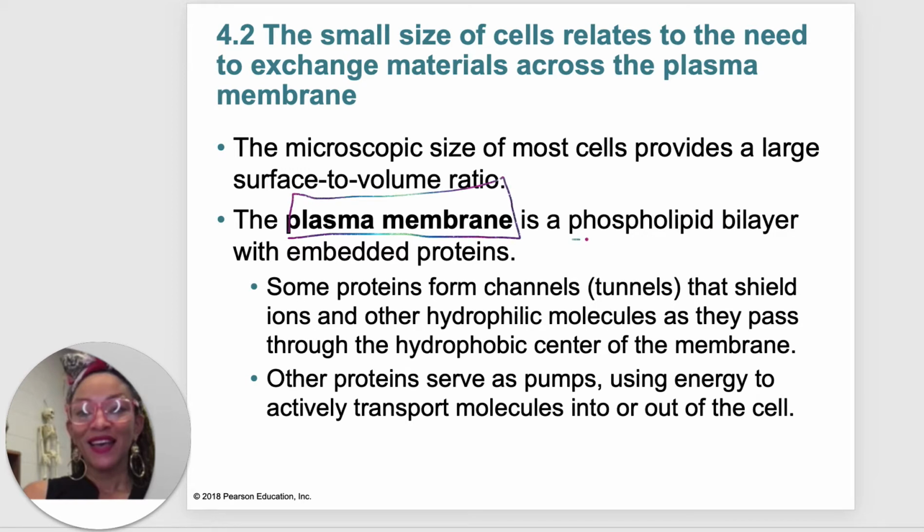It is a phospholipid bilayer, which means it's composed of something called phospholipids. They have a phosphate head and then two little fatty acid tails, and it's something called a bilayer. So bi means two. So that means that we have two layers of these phospholipids that are composing that cell membrane. So we also have some proteins embedded. These are more known as channels or carriers. They help larger objects actually get into and out of the cell. Other proteins can act as pumps using energy.